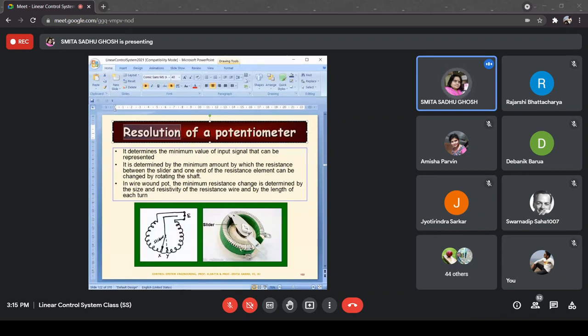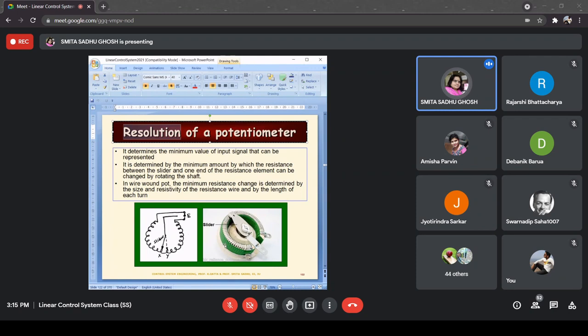The right hand side diagram shows the same device, but here it is actually a photograph which has been taken from some website. Now here you can actually see that the coils are wound on this. There's a core over here and they are wound.